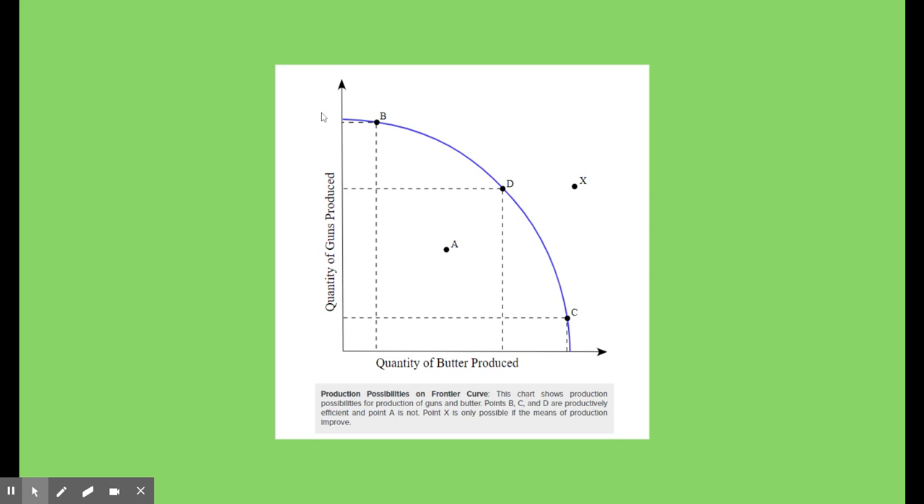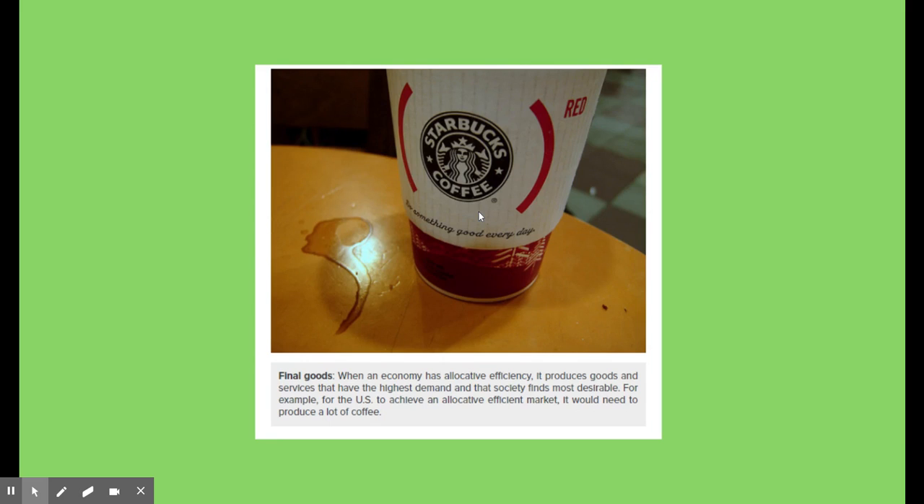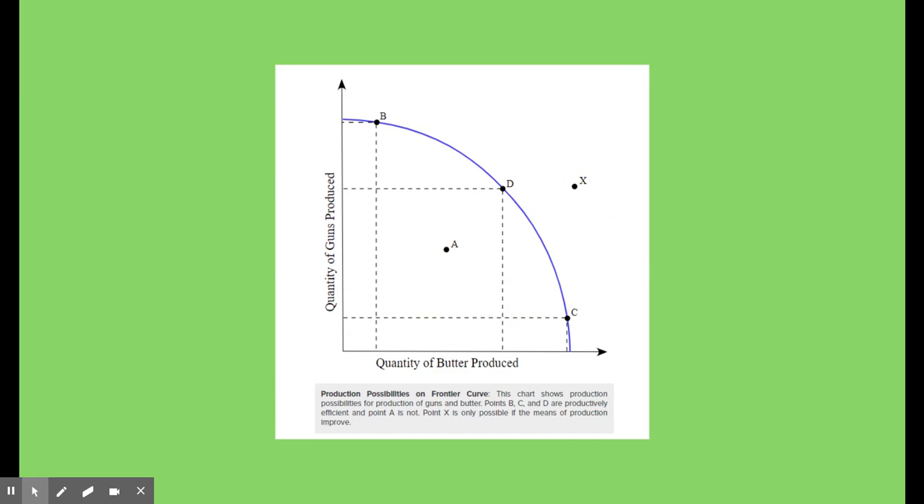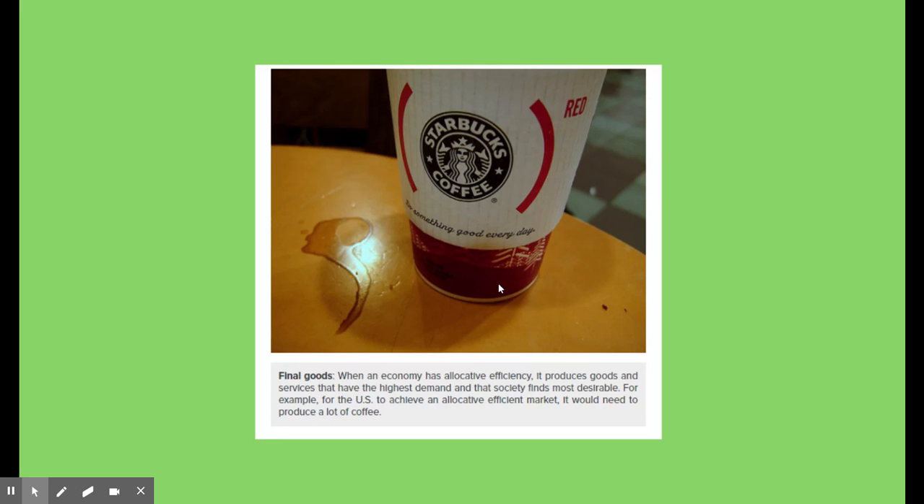For instance, we could be as efficient as possible by cutting down every single tree that we have, digging up every single square foot of earth in order to mine. We would be incredibly efficient because we'd be using all of our resources, but that would lead to lots of negative externalities, including pollution, which could harm our health. So allocative efficiency is something else to look at besides just the efficiency of production.